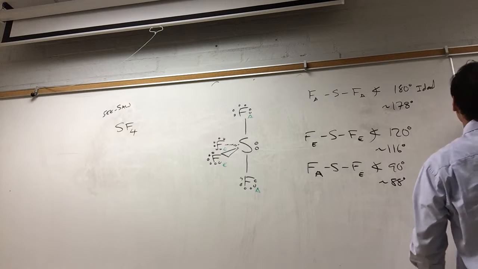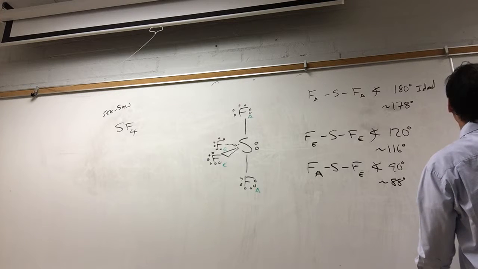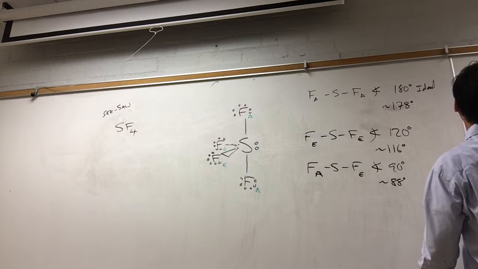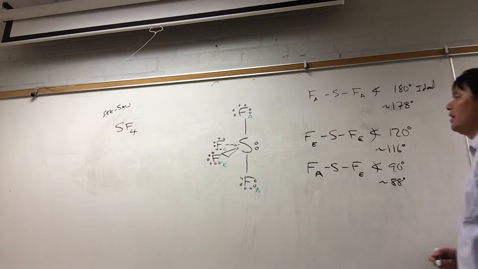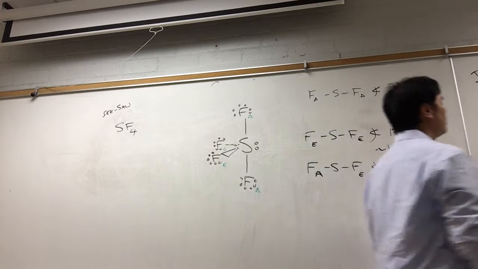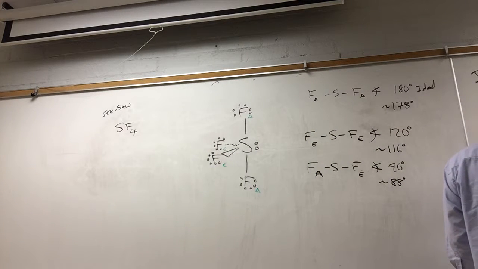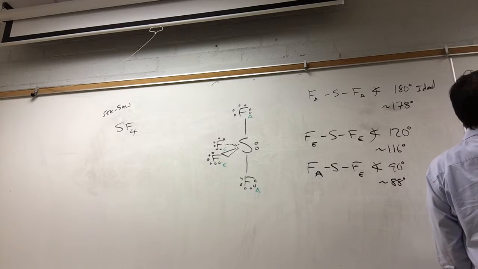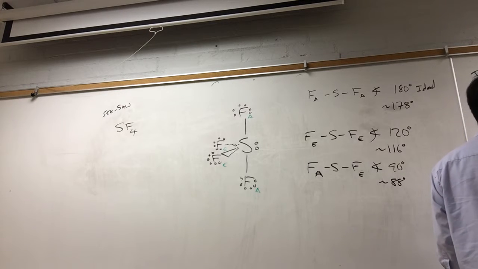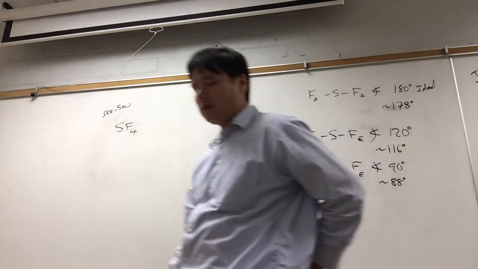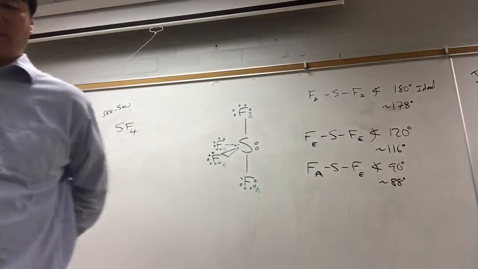The next geometry we have for this group, the next molecular geometry, is T-shape. T-shape is when we have two lone pairs. Those two lone pairs are going to occupy equatorial positions. And so let's look at a T-shaped molecule like ClF3. But before I do that, I should mention something. I forgot to mention it.